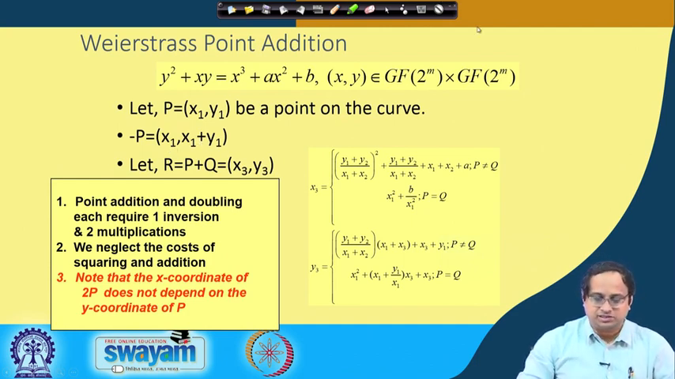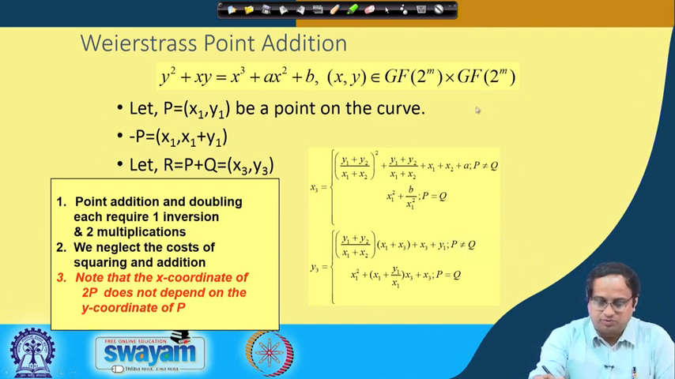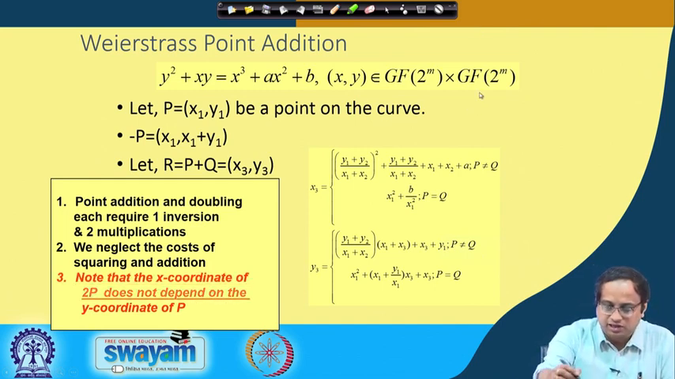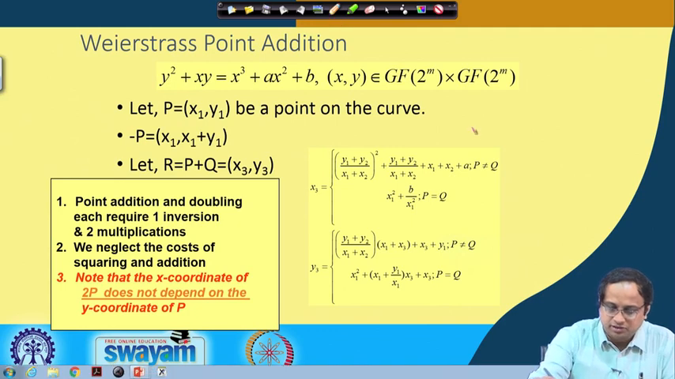Why does it happen? You can easily see why it works so. If I take this equation, say y squared plus xy equal to x cube plus ax squared plus b.